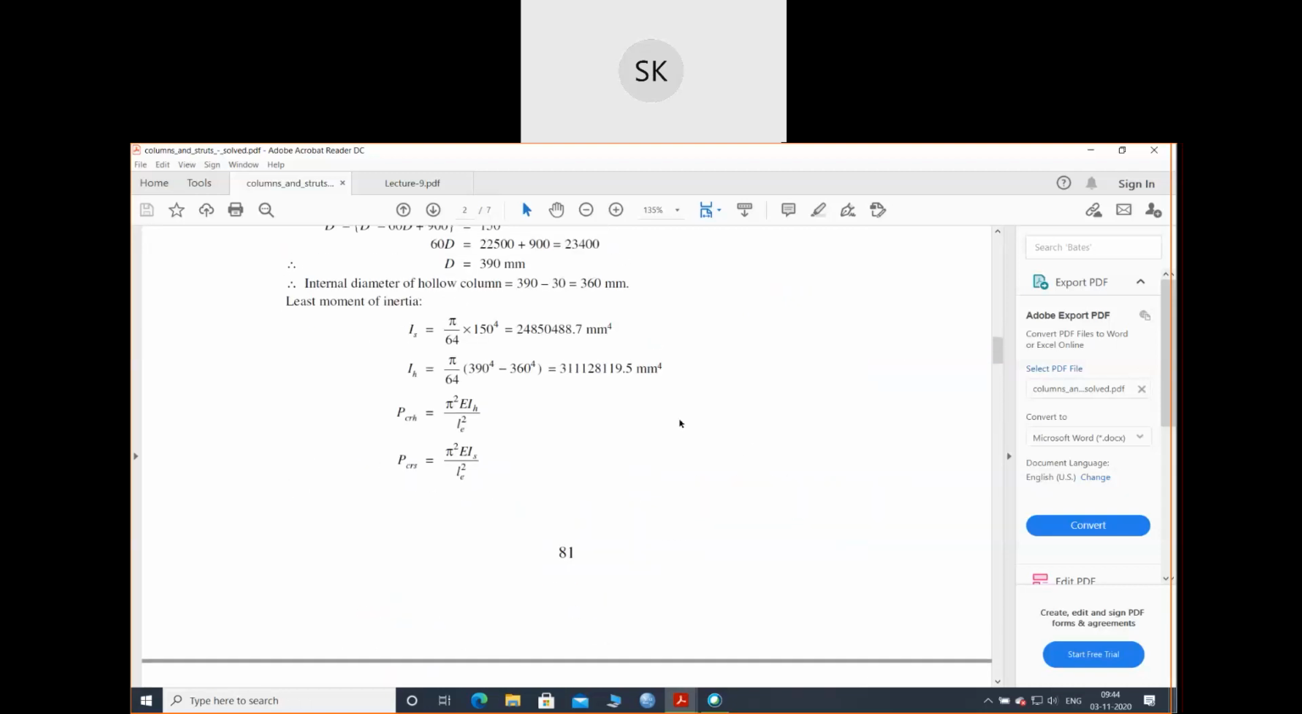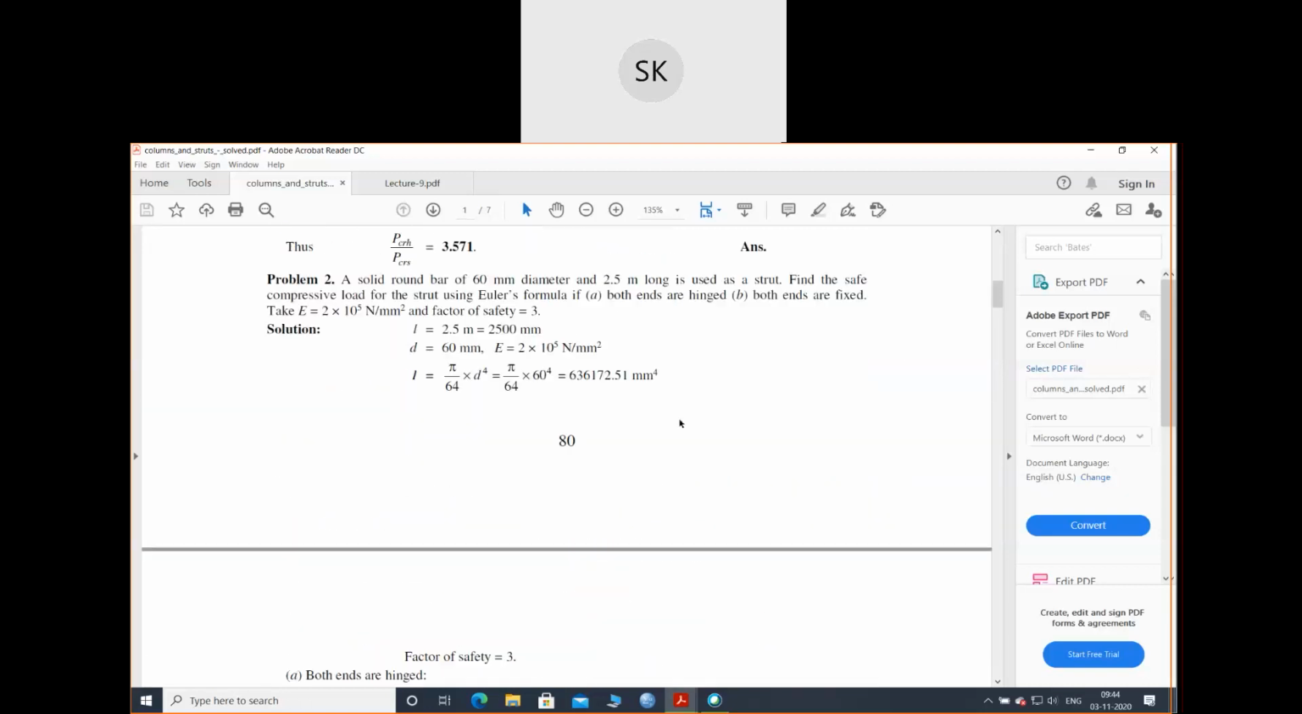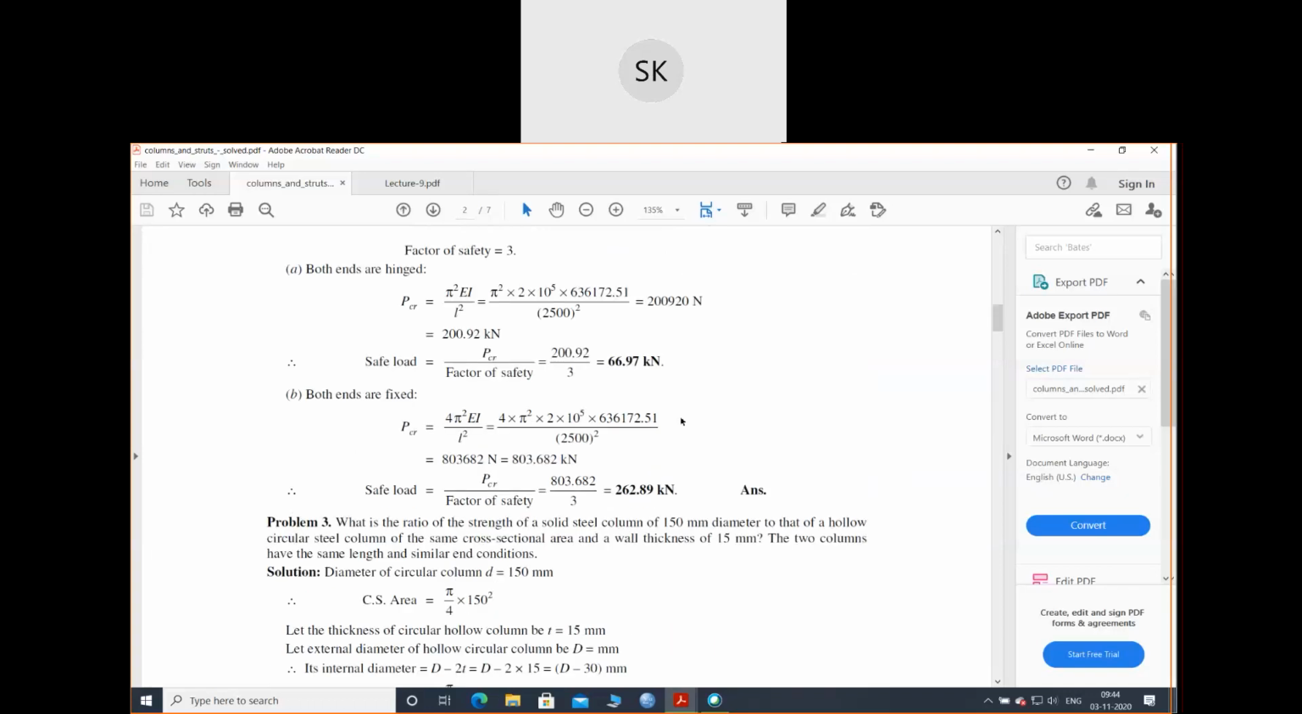So any issue regarding this chapter? This is the last class I am discussing these numericals based on Euler's formula or Euler's crippling load. Any issues?